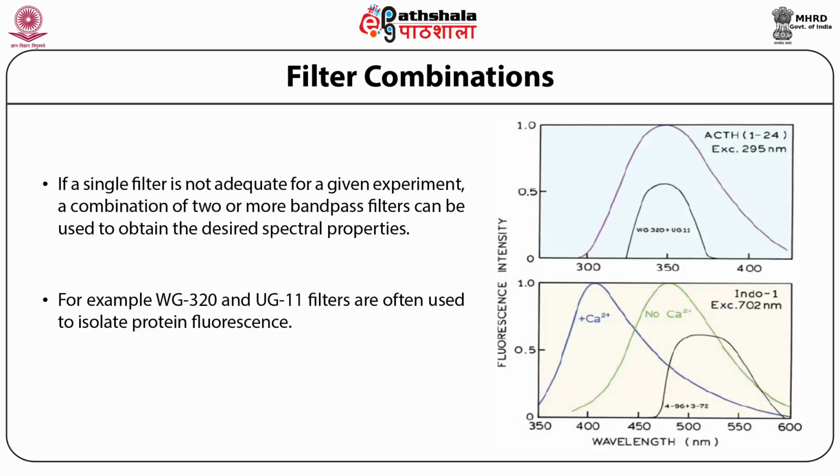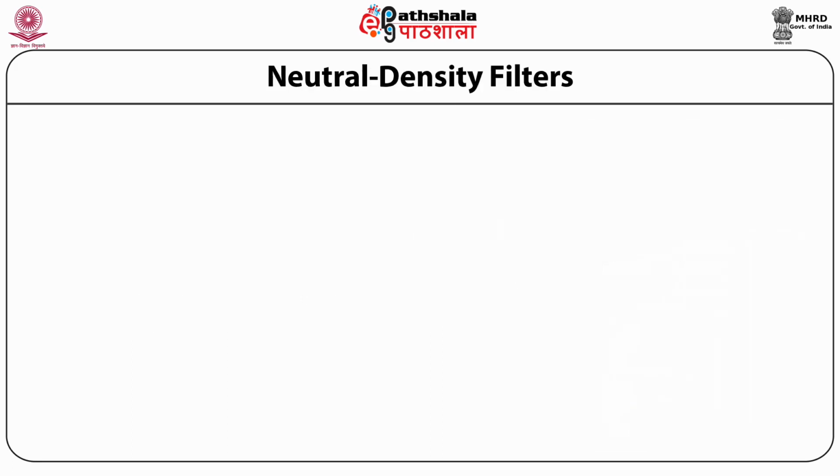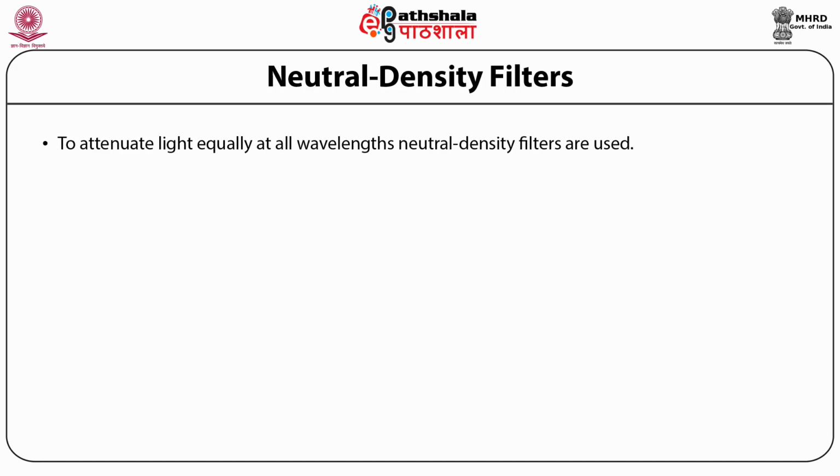Filters should be selected not only for their ability to transmit the desired wavelength, but perhaps more importantly for their ability to reject possible interfering wavelengths. Neutral density filters. To attenuate light equally at all wavelengths, neutral density filters are used. They are typically composed of sheets of glass or quartz coated with a metal to obtain the desired optical density.